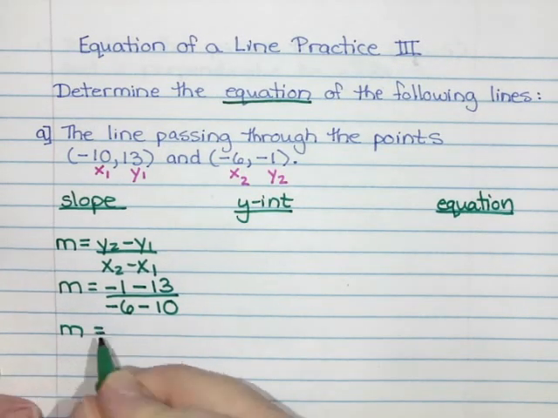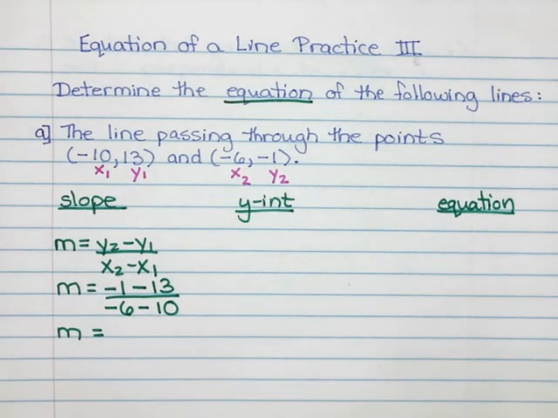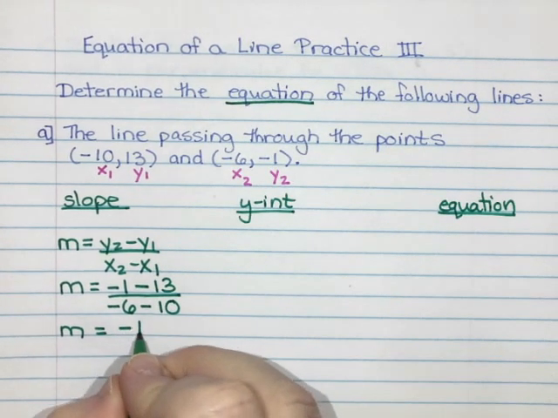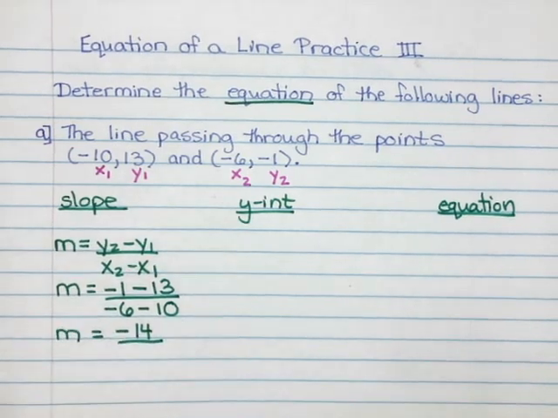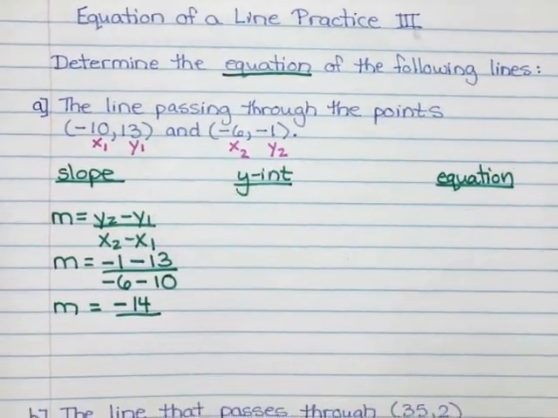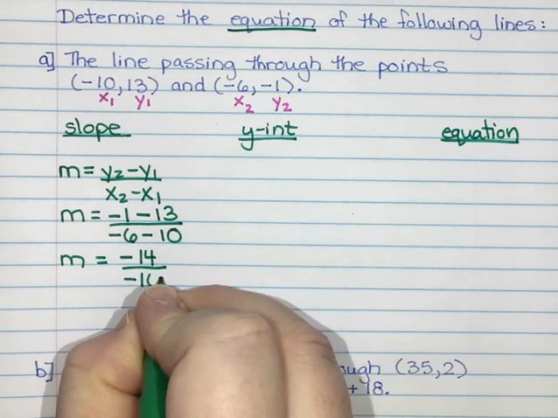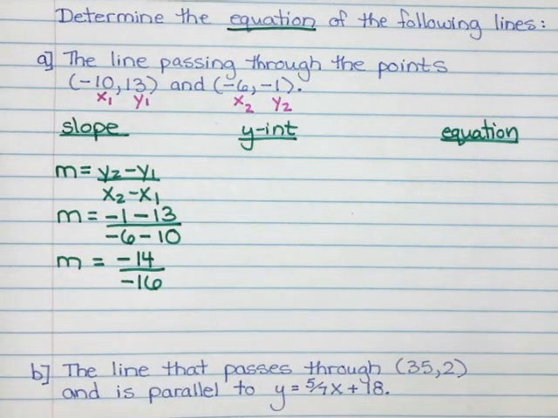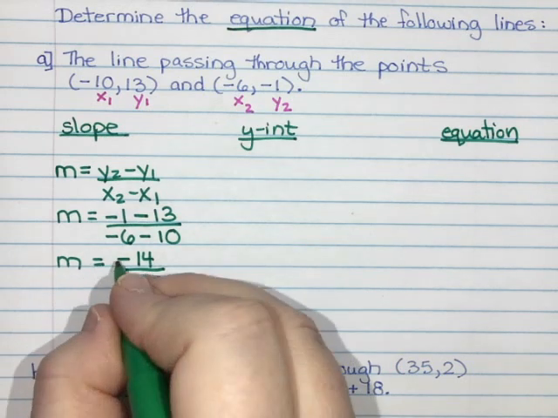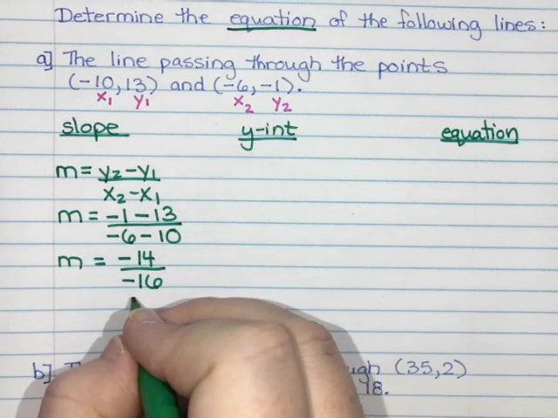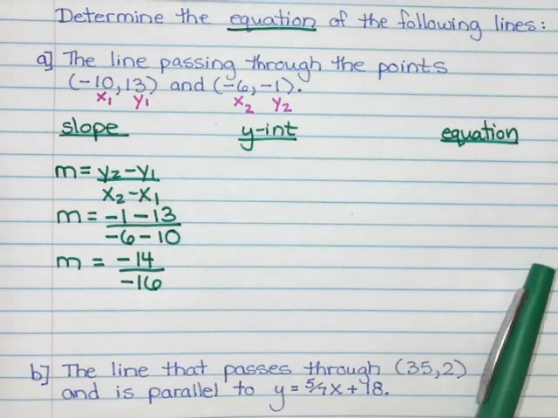Okay, -1 minus 13 is -14. And then -6 minus 10 is -16. So from here, a negative divided by a negative makes a positive.